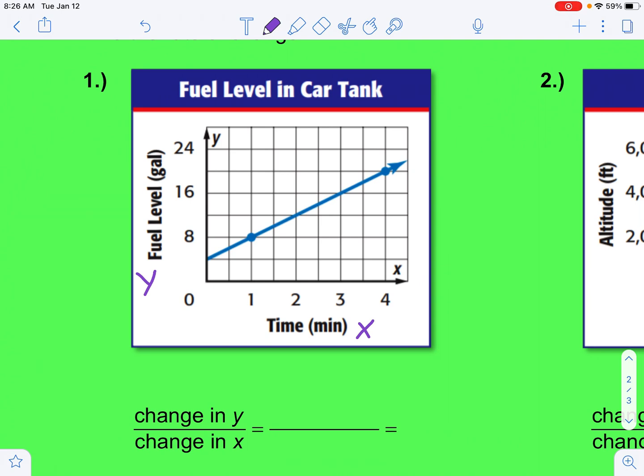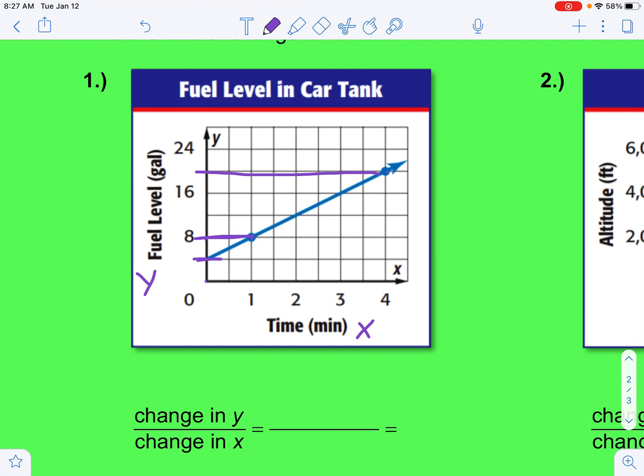Alright, so we are going to find our change in y. So if you notice, they have 2 dots on our graph for us. So let's just use those 2 numbers. Okay, our y value is at 8, and it's also somewhere between 16 and 24. We need to figure out what that number is.